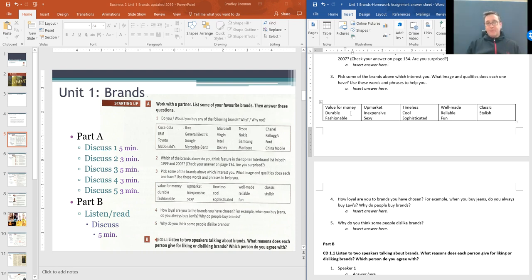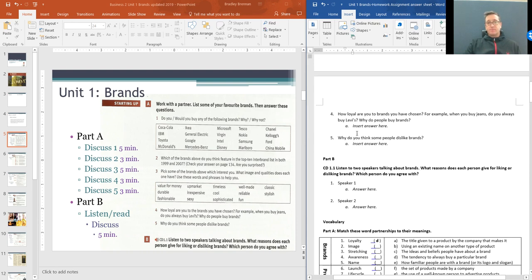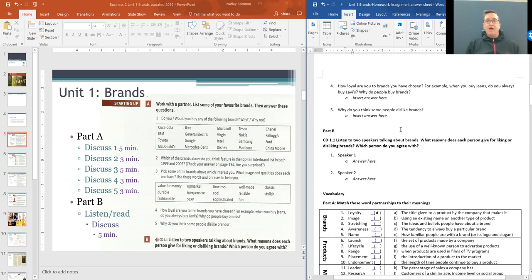So moving on, question 4. How loyal are you to brands you have chosen? So, for example, when you buy jeans, do you always buy Levi's? Why do you buy brands? You can answer that in a lot of different ways. As a consumer, I'm pretty reliable. I buy a lot of the same brands because for me, brands imply quality. And I know that if there are certain brands that I like, if I buy that brand, I'll always be satisfied.